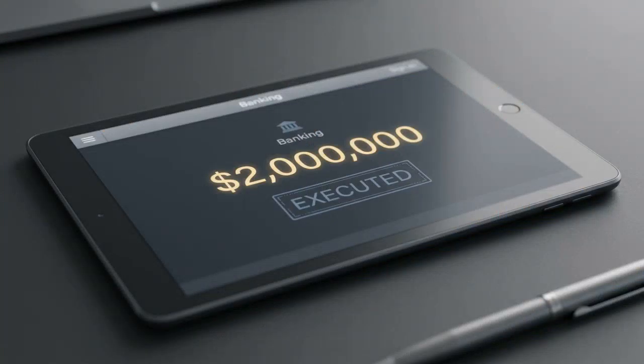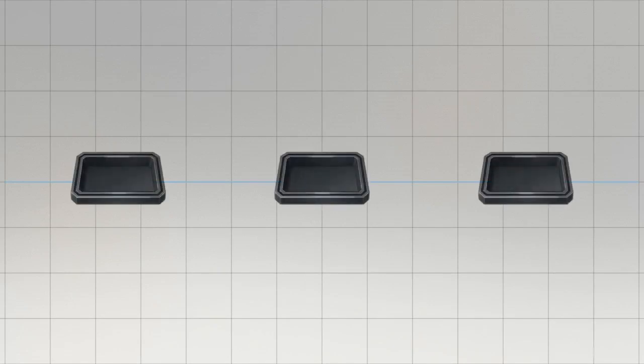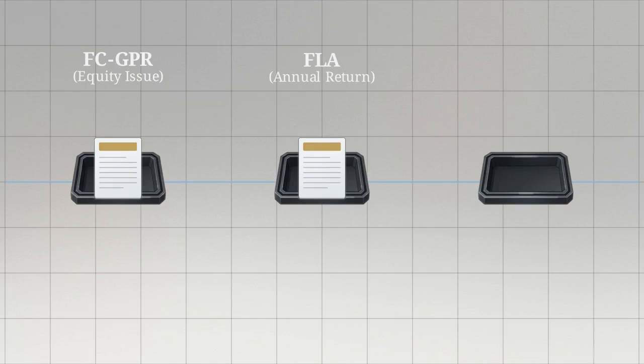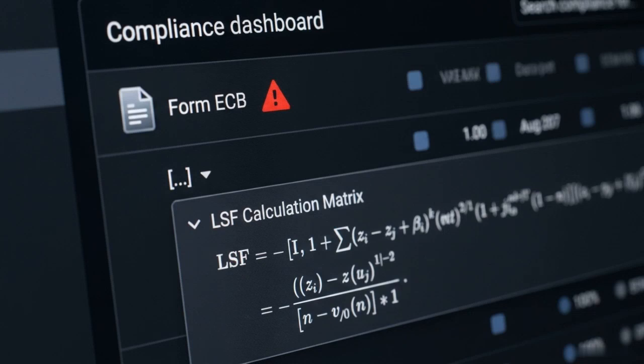Once the bank clears the $2 million, the funds have moved, but the legal file remains open. The transaction is not finished until all reporting obligations are fulfilled. On this compliance dashboard, you can see the transaction-specific reporting architecture. You file Form FCGPR for equity instruments, the FLA for annual returns, and for our shareholder loan, you must file Form ECB before the first drawdown. If a deadline slips, the RBI prescribes a late submission fee matrix. This LSF allows parties to regularize delayed paperwork by paying a calculated fee without triggering a full legal battle.